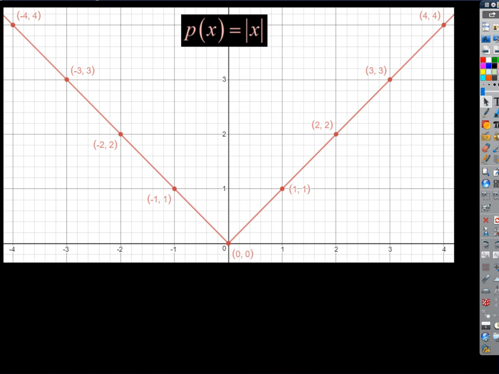Done this. This is probably review. We might have even reviewed this a tiny bit at the beginning of the year. But let's focus on solving absolute value equations and inequalities.